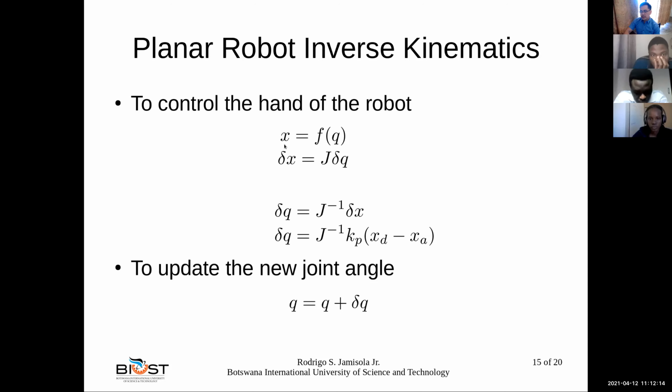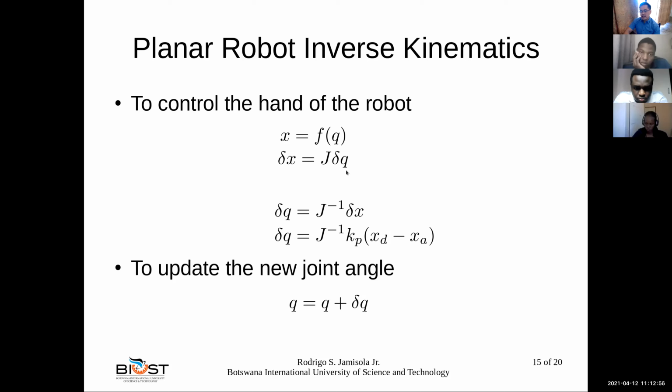So now what we need to do is take the partial derivative on each side of the equation. Take the partial of x and the partial of f of q. If you take the partial on both sides, it becomes a linear relationship, such that there is a Jacobian J that defines the relationship of the partial of x with respect to the partial of q. So this is a matrix.